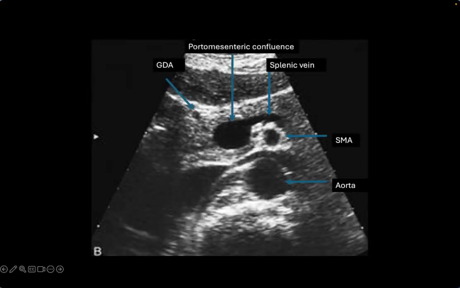So we've got our aorta, portomesenteric confluence, our splenic vein coming into the portomesenteric confluence. Between the aorta and portomesenteric confluence is going to be your SMA here. And then here's going to be your GDA, and we've partially imaged the IVC here. So GDA, portomesenteric confluence, splenic vein, SMA, and aorta on an axial ultrasound image.